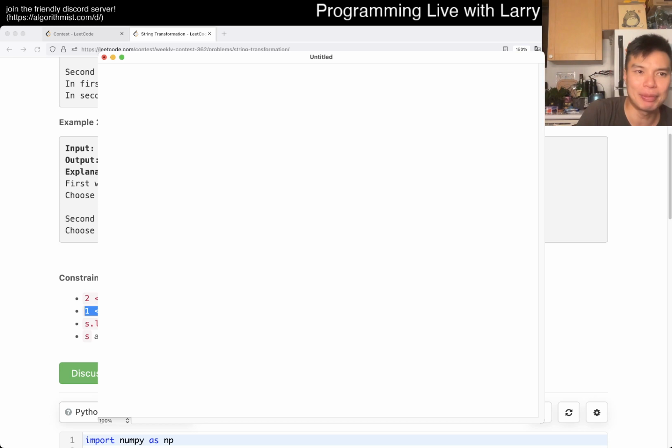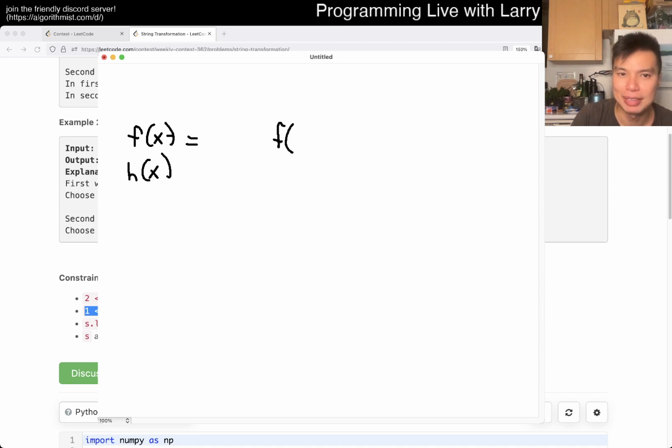But let's say we have some f of x and some h of x, as we said. We're going to write this as a set of equations. So f of x is going to be f of x minus 1 plus or times the number. f is the good one, so it's good minus 1. So it's this times this plus h of x minus 1 times good.